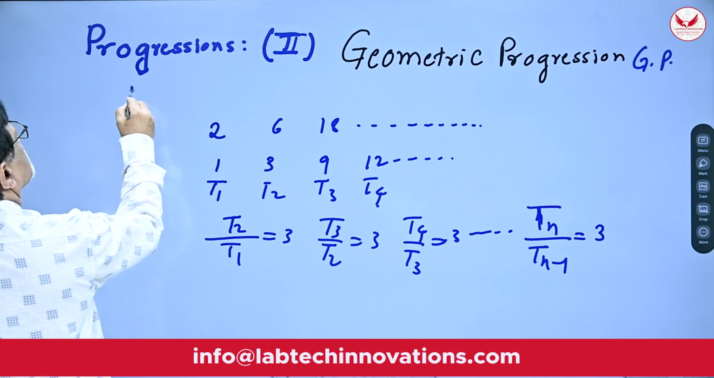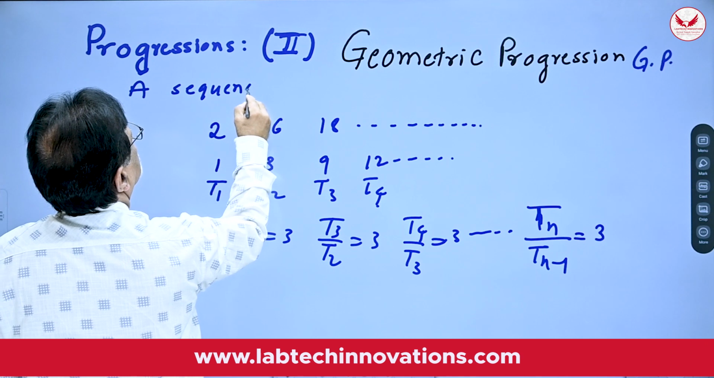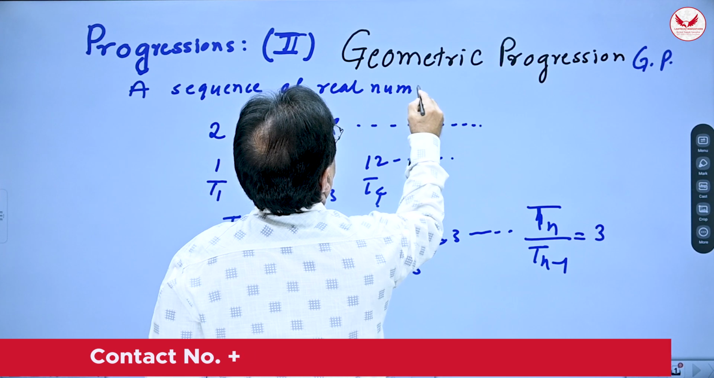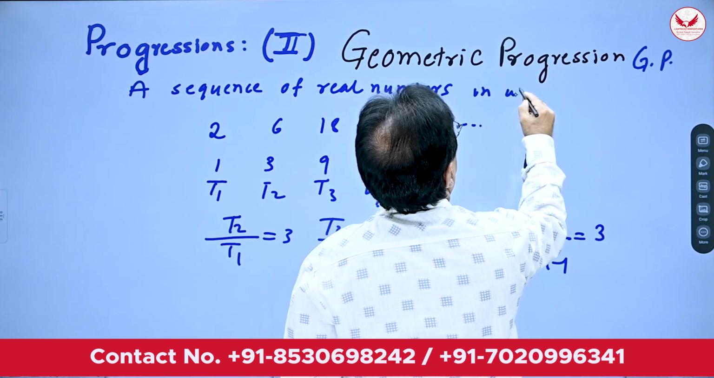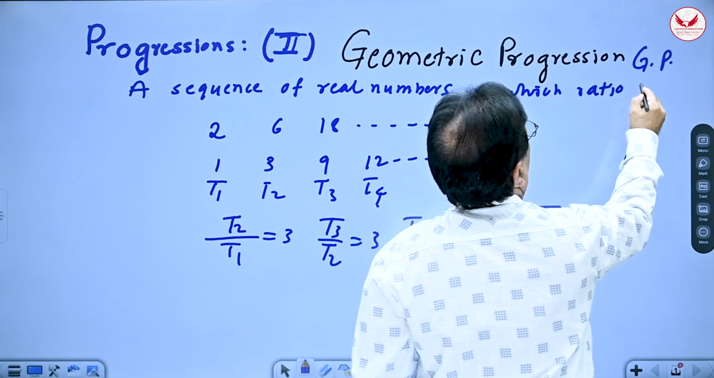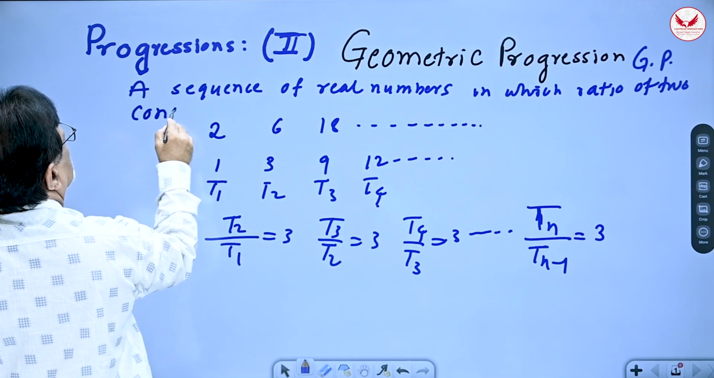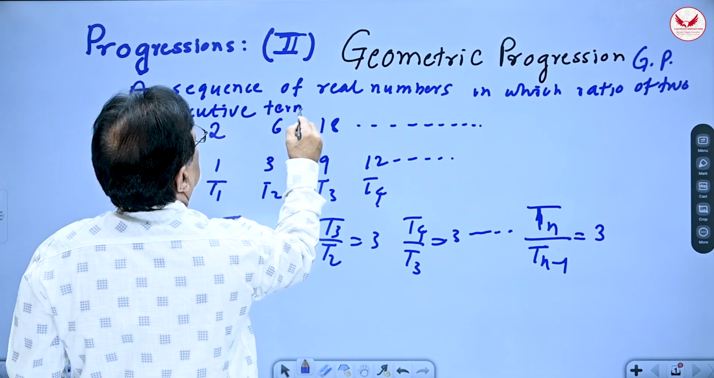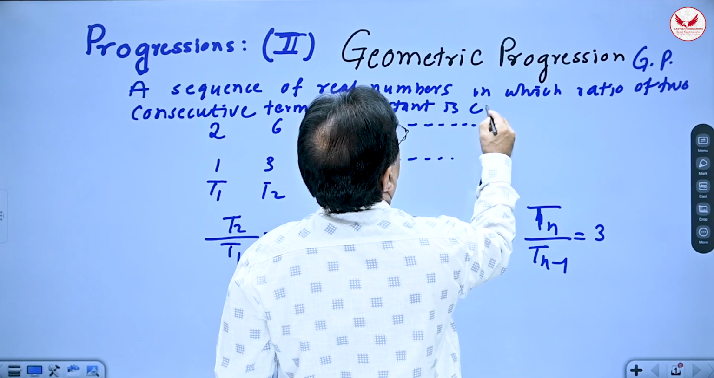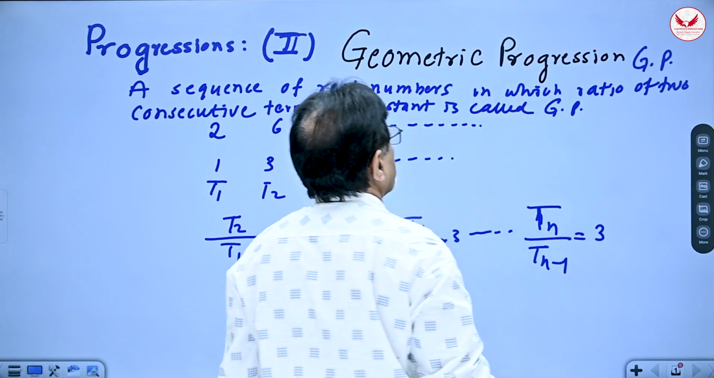A sequence of numbers, a sequence of real numbers in which the ratio, that is the division, of two consecutive terms is constant, is called GP, or geometric progression in short.